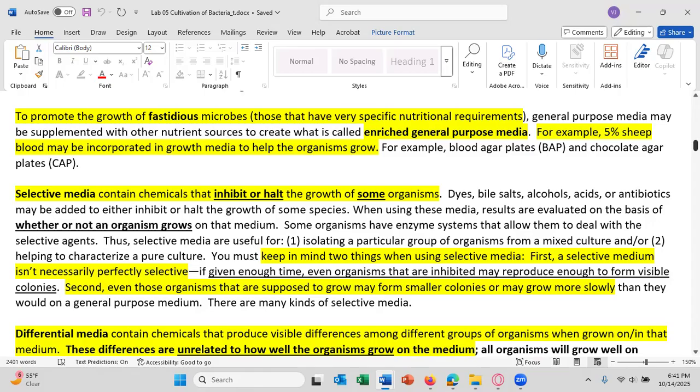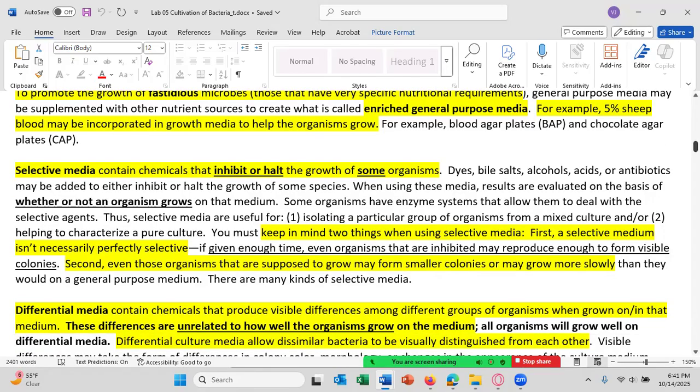And second, those organisms which are supposed to grow on the selective media may form smaller colonies or may grow slower on the selective media than they grow on a general purpose media.